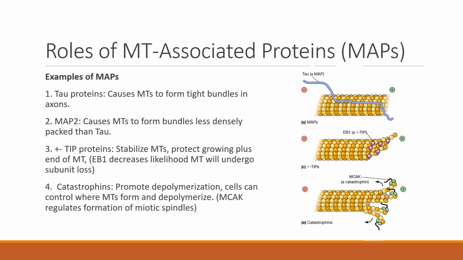And then catastrophins do the opposite of plus minus tip proteins, where they actually promote depolymerization, which can help cells control when and where microtubules can form and depolymerize.